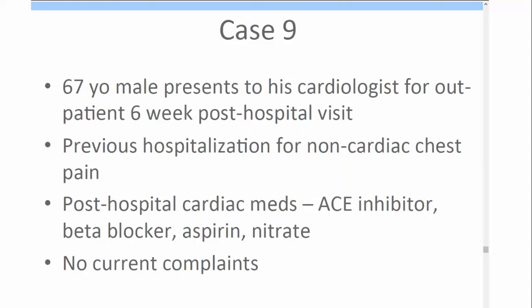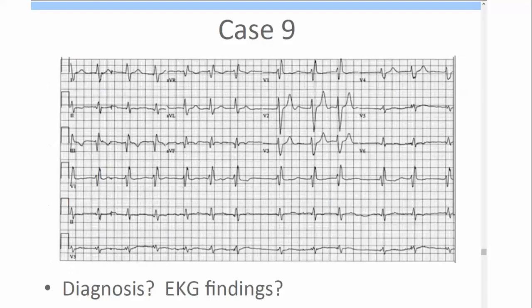69-year-old male, case number 9, presents to his cardiologist for outpatient 6 weeks post-hospital visit. Previous hospitalization for non-cardiac chest pain. After the hospital, cardiac meds: an ACE inhibitor, a beta blocker, aspirin, and a nitrate. No current complaints. So he's coming in for his 6-week post-hospital visit. No complaints. So here's what you see on the EKG. What do you see?